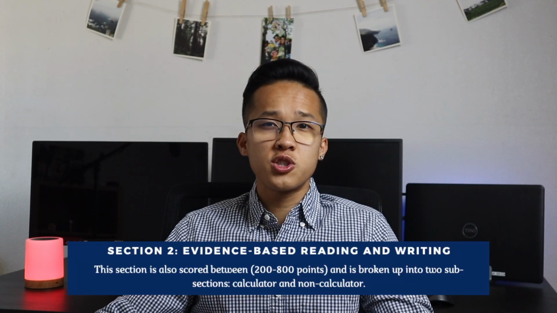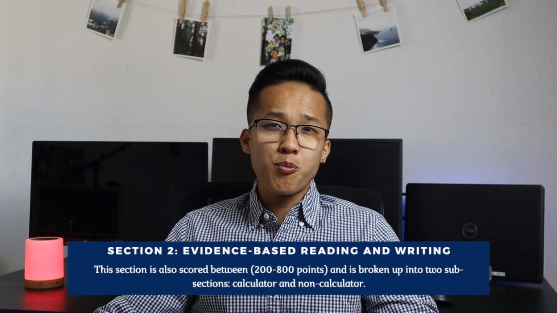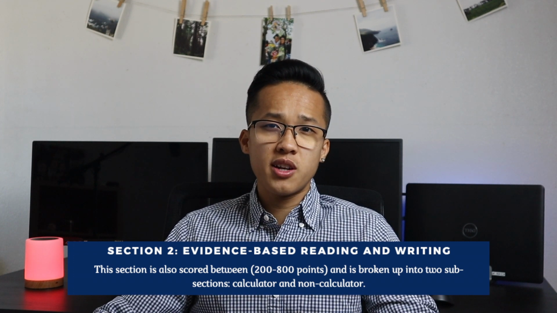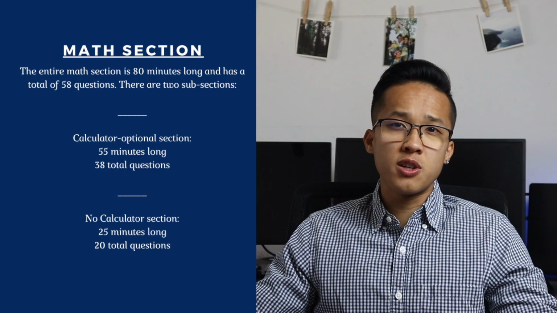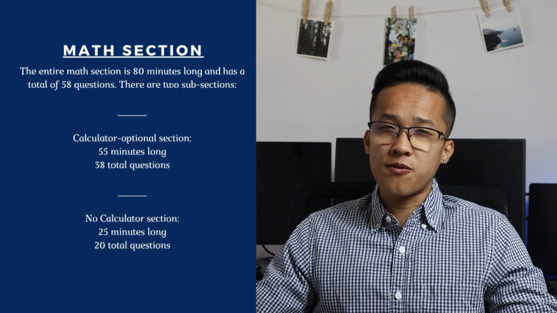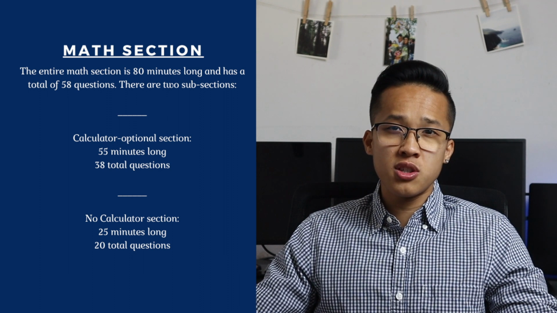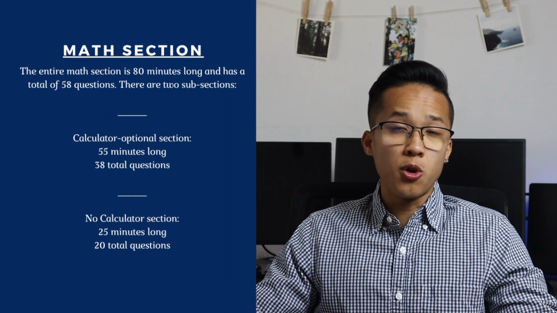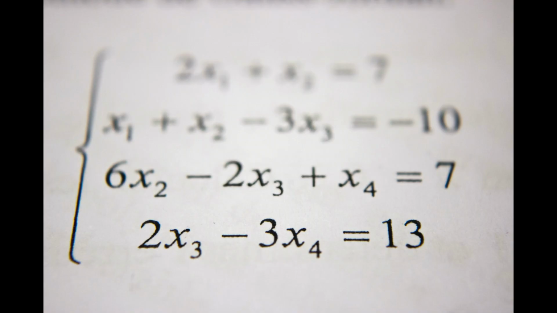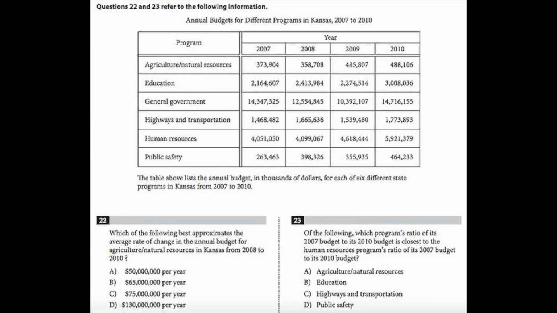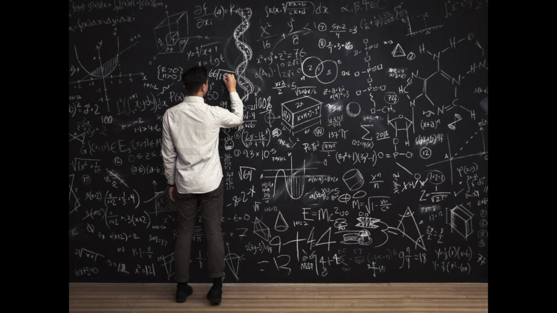The next main section is the math section, which is also scored between 200 and 800 points. The entire math portion of the SAT exam is 80 minutes long and has a total of 55 questions. However, this portion can be broken down into 2 different subsections. The first is the 55-minute calculator optional section, and then the second is the 25-minute no calculator section. To do well in the math section, you should really focus on things such as the heart of algebra, problem solving and data analysis, passport to advanced math, and additional topics such as geometry, trigonometry, as well as pre-calculus.